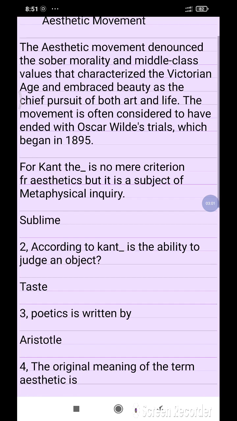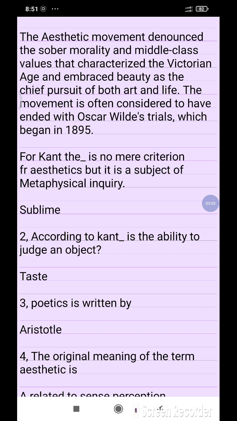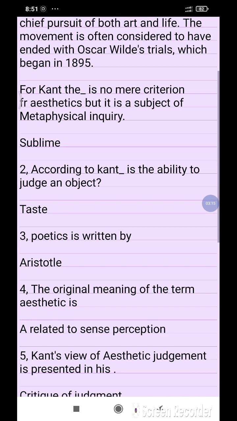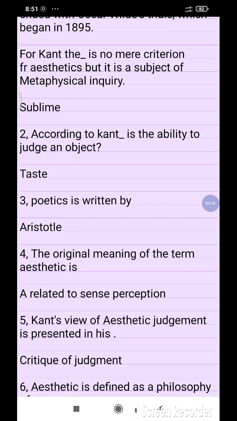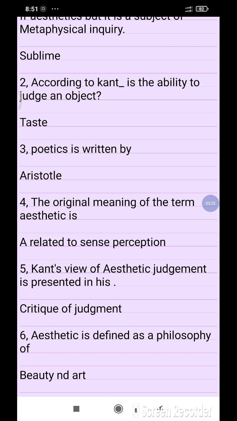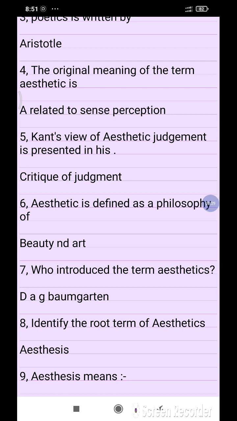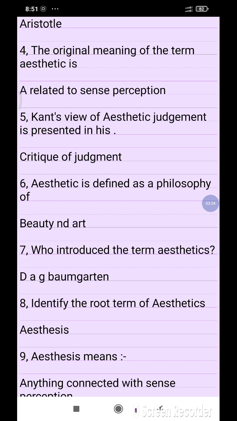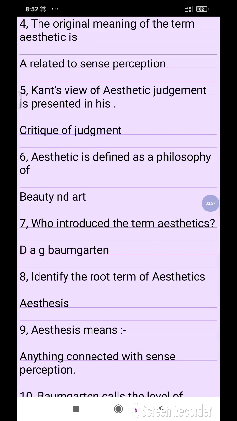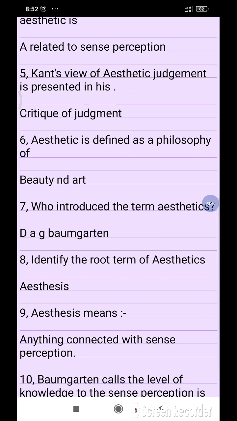So here we have some questions which are very important for Kant. For Kant, the sublime is no mere creation for the aesthetic, but it is the subject of metaphysical inquiry. According to Kant, it is the ability to judge an object of taste. Poetics is written by Aristotle. The original meaning of the term aesthetic is related to sense perception. Kant's view of aesthetic judgment is presented in his Critique of Judgment. Aesthetic is defined as a philosophy of beauty and art.